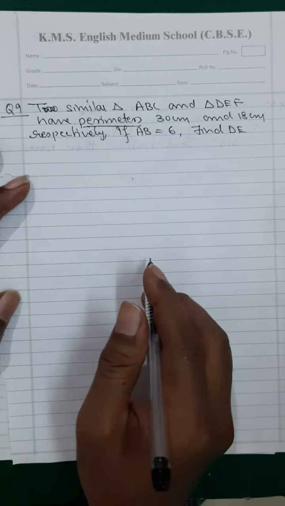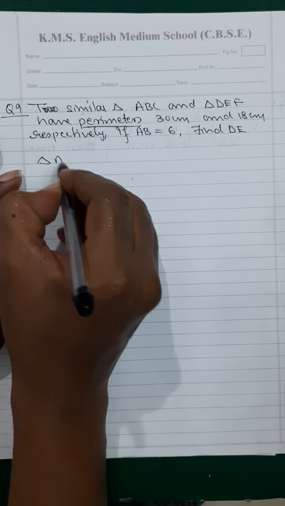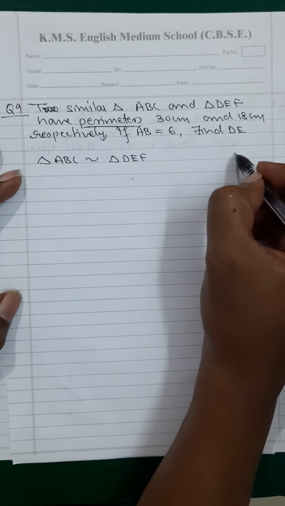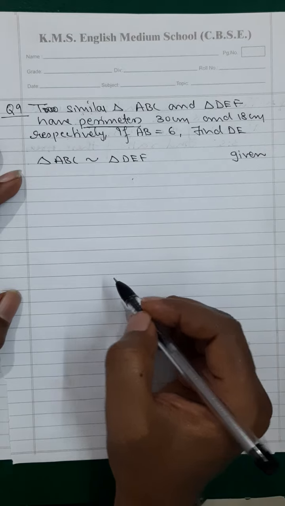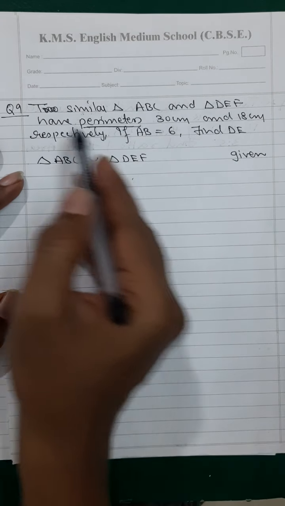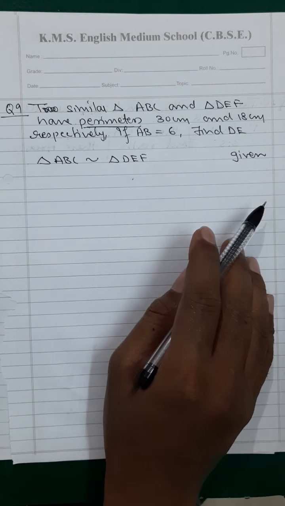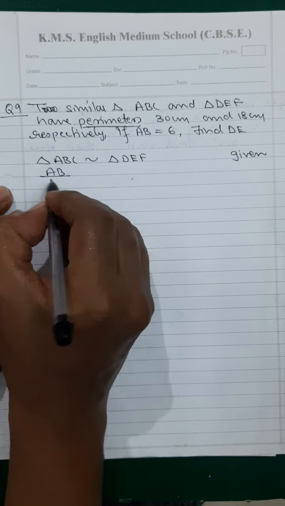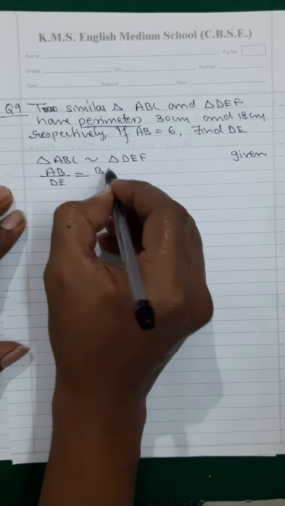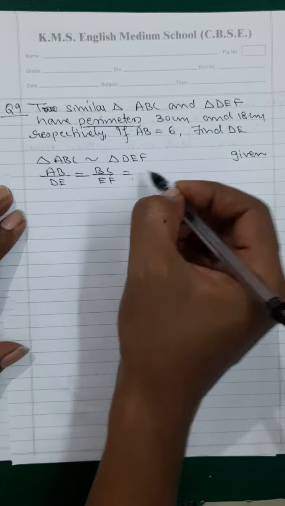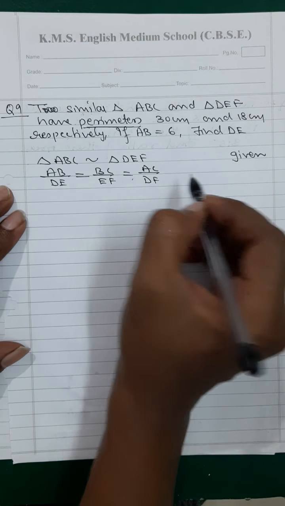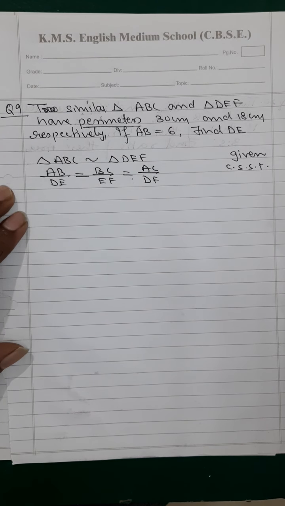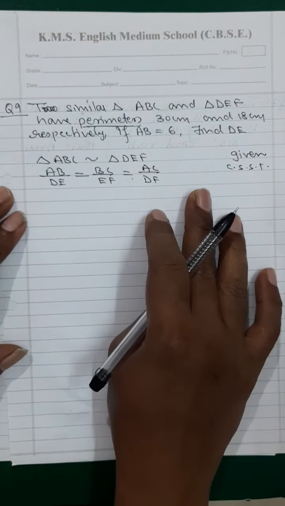See, first of all, the triangles are similar to each other, so you will get triangle ABC is similar to triangle DEF. This is given. So, by corresponding sides of similar triangles, because they are not dealing with areas over here, I'll just take corresponding sides of similar triangles. AB upon DE is equal to BC upon EF is equal to AC upon DF. Corresponding sides of similar triangles.